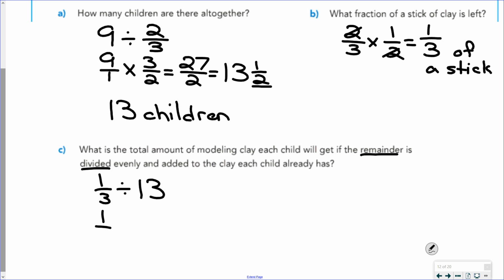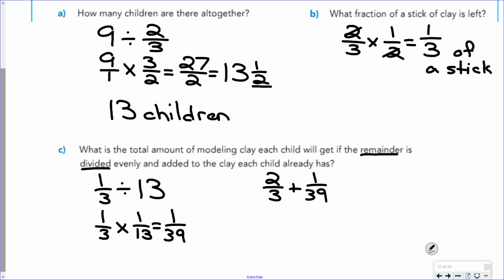So keep the first number the same, change division to multiplication, use the reciprocal of the second number. 1/3 times 1/13 is 1/39. And we're not done yet. So we've taken the remainder, we divided it evenly, and we're going to add it to the clay each child already has. Well, each child already has 2/3 of a stick. So we add the 1/39 to that.